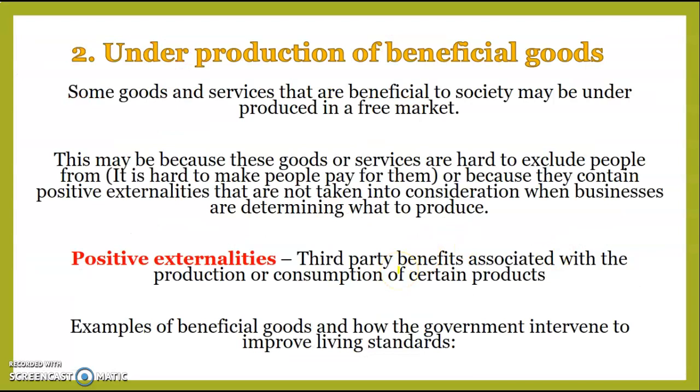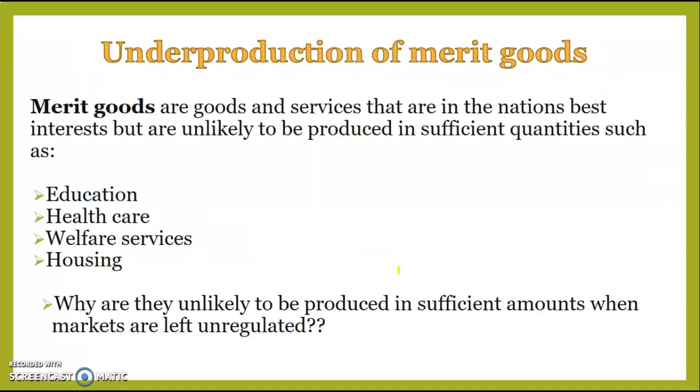Secondly, there's underproduction of what we call beneficial goods. So some products have a benefit for third parties, which means they have a positive impact on people that aren't involved in the transaction. So a positive externality is when there's a third party benefit that occurs from consumption or production. So examples, what we call merit goods. So demerit goods are things that are harmful. Merit goods are products that are in the nation's best interest and are generally underproduced.